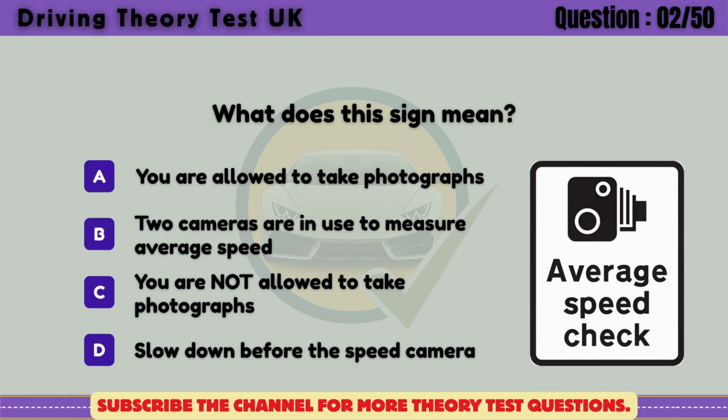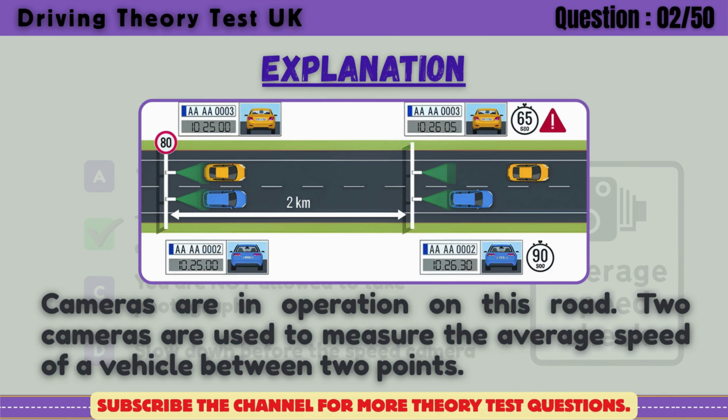Question 2. What does this sign mean? Option A. You are allowed to take photographs. B. 2 cameras are in use to measure average speed. C. You are not allowed to take photographs. D. Slow down before the speed camera. Answer is B. 2 cameras are in use to measure average speed. Cameras are in operation on this road. 2 cameras are used to measure the average speed of a vehicle between 2 points.